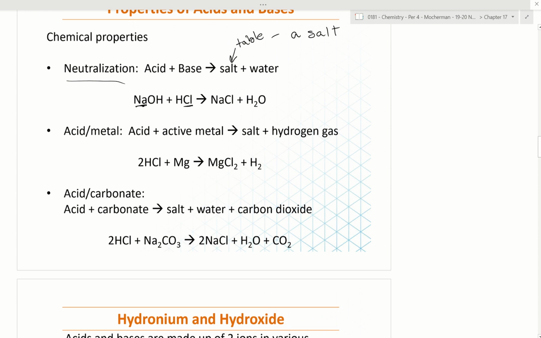In this case, we use sodium hydroxide and hydrochloric acid. It formed sodium chloride as the salt and water. So all acid-base reactions will produce a salt and water.